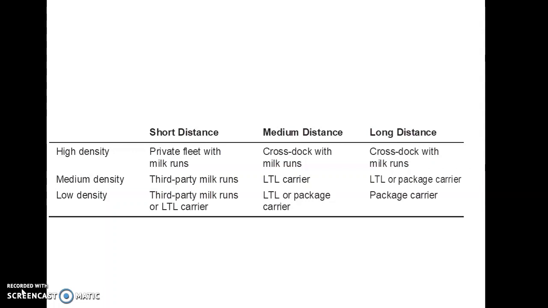The third row shows low density. Low density with short distance, the option is third party milk runs or LTL carrier. Low density with medium distance, LTL or package carrier. Low density with long distance, the option is to go for package carrier.